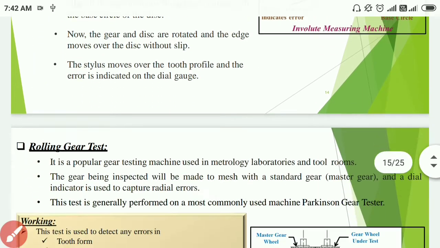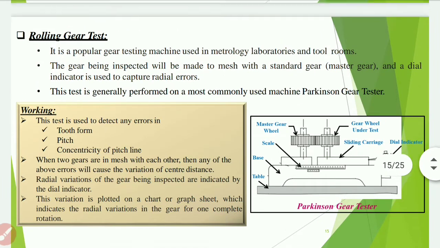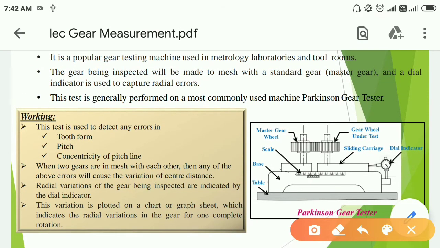Moving to the next slide, rolling gear test. It is a popular gear testing machine used in metrology laboratories and tool rooms. The gear being inspected will be made to mesh with a standard gear, that is the master gear, and a dial indicator is used to capture radial errors.